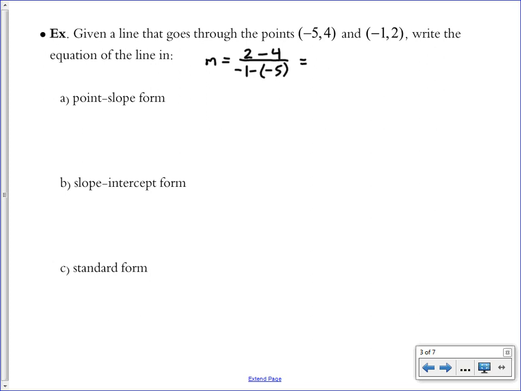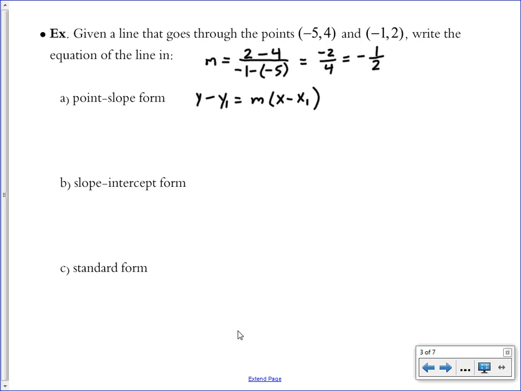So 2 minus 4 is negative 2. Negative 1 plus 5 is 4. That reduces to negative 1/2. So there's our slope. So now I'm ready to fill in point slope form. Point slope form is y minus y1 equals m times x minus x1. I need to fill in my m with that negative 1/2.